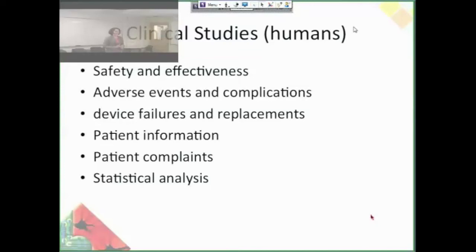Statistical analysis is really important because you're going to have a lot of patients, and it's going to require extremely complicated statistics to prove whether or not anything that happened could be chalked up to chance or if it's real.